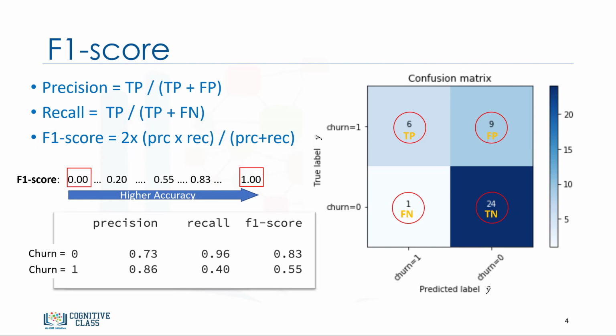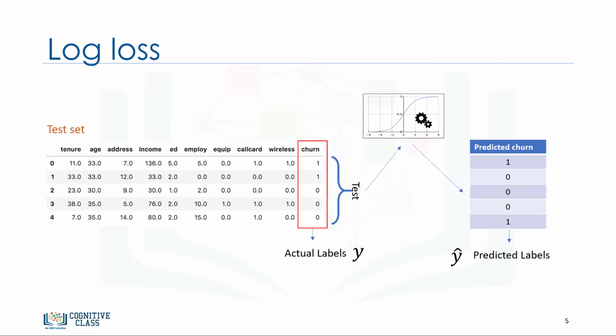For example, the F1 score for class 0, i.e. churn equals 0, is 0.83, and the F1 score for class 1, i.e. churn equals 1, is 0.55. And finally, we can tell the average accuracy for this classifier is the average of the F1 score for both labels, which is 0.72 in our case. Please notice that both Jaccard and F1 score can be used for multi-class classifiers as well, which is out of scope for this course.